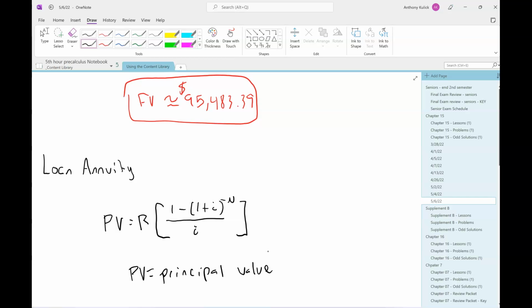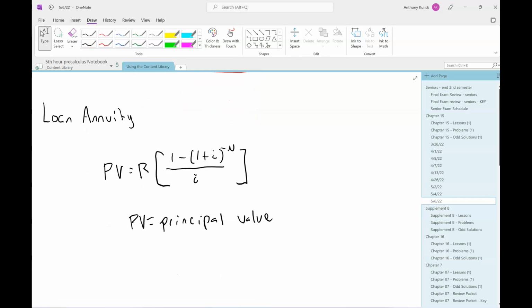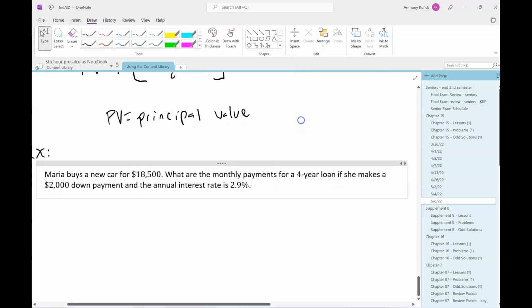And the I and the N are the same as the other ones. All right, I got two more examples for you guys, and we're going to do the Audi 5000. Sound good? Yeah. Since we're talking about buying cars and stuff.